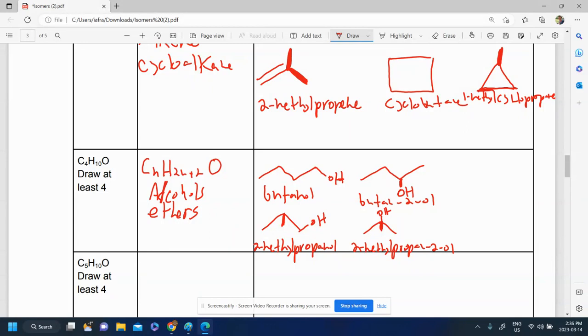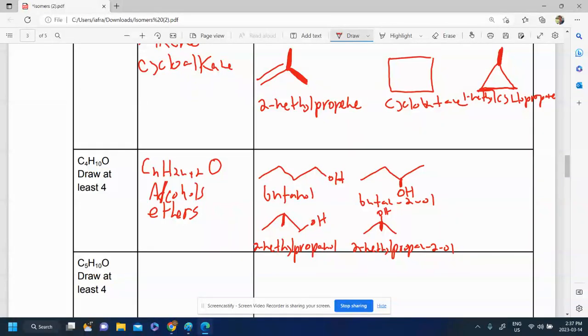Draw the longest chain first, like the most plain chain you can, and then start moving that functional group around a little bit. Once you've moved it around all you can, then try to make a shorter chain and move substituents around, and then you can mix it up by moving the functional group around too. And right now we've already drawn 4 without even getting into the ether possibilities. But we can do that as well.